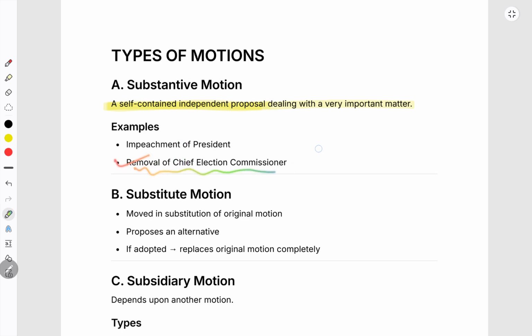Second example is removal of CEC. If removal of CEC के ऊपर parliament में discussion हो रहा है, then again this is a substantive motion and self-contained independent proposal.